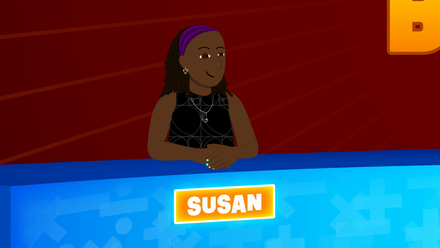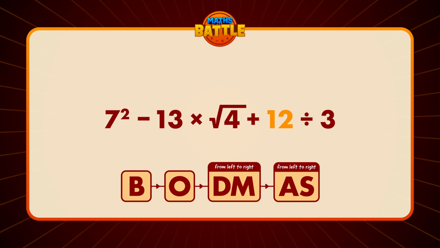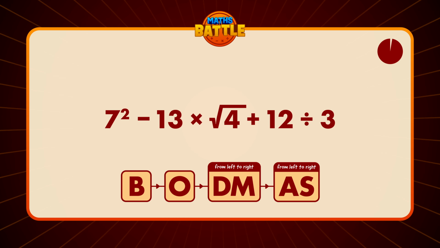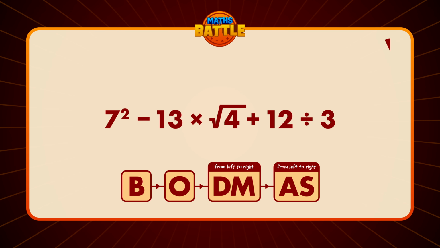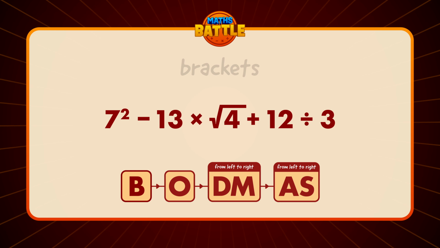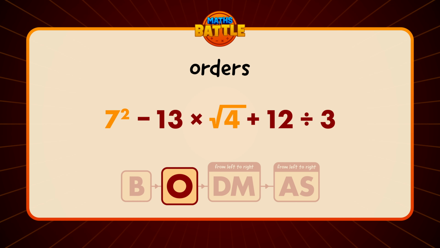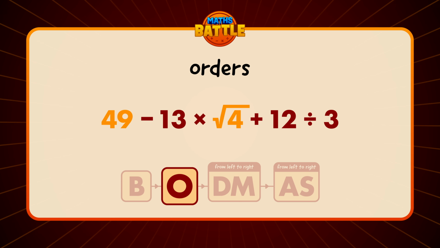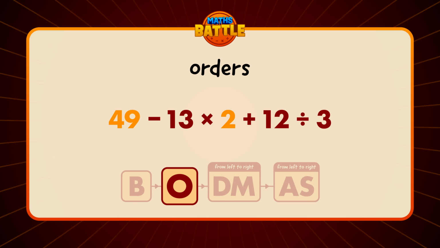Excellent, Susan. Here's the next one. 7 squared minus 13 times square root of 4 plus 12 divided by 3. Will? Okay, there are no brackets, so I'll move on to O, orders. 7 squared is 49, and the square root of 4 is 2.